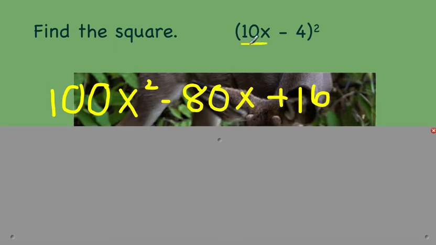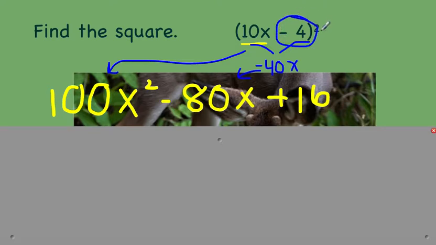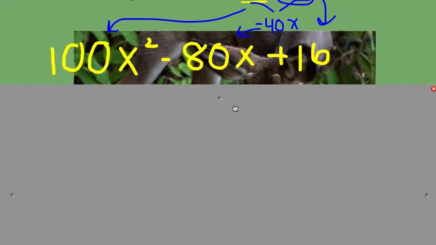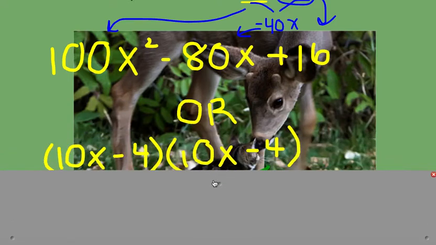We can square this first term, and that's where we are getting the 100x squared. Then we multiply our two terms together. So we multiply 10x times negative 4 to give me negative 40x. And then you go ahead and double that, and that's where this negative 80x is coming from. And then just like in the last problem, we take this negative 4 and we square it to get a positive 16. So great, again, if you recognize the trick, it saves you a little bit of time. If not, foiling still works.